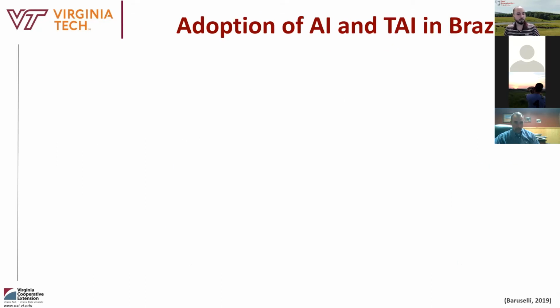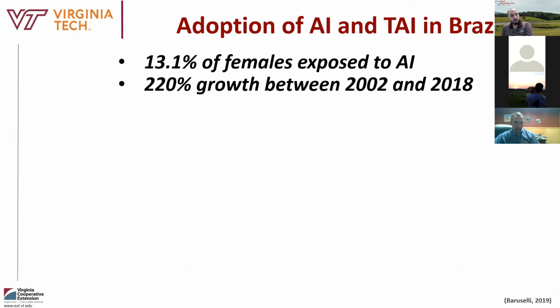So how do we compare to some of the other countries, like Brazil, for example, which is the largest commercial herd in the world, and the second largest producer behind the US? 13.1% of the beef females now in Brazil are exposed to AI. Still a lot of room to grow there as well, right? But it's definitely growing at a faster pace. So, over 200% growth in the last 16 years or so.